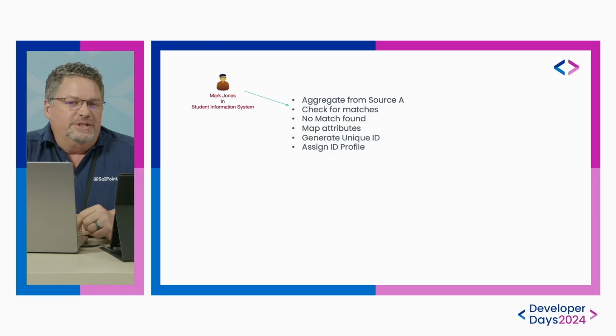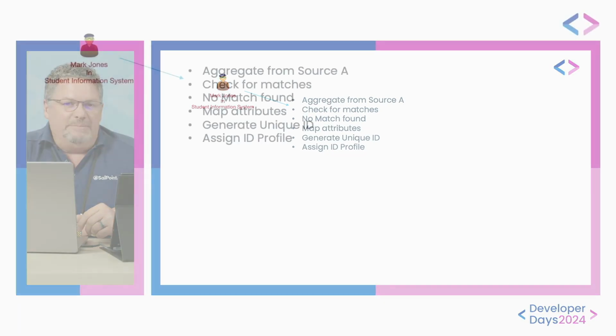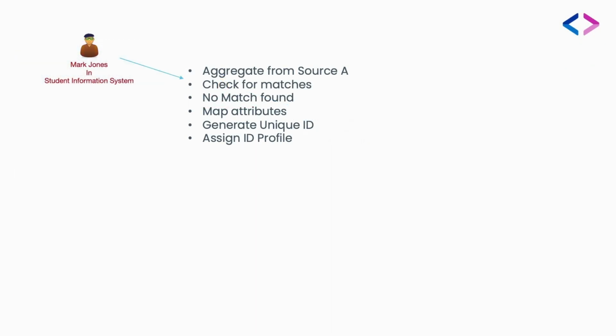We're all developers geeking out here this week. So this is kind of how it works in a pictorial example, and then I'll get in and show it from a real life example. So we've got Mark Jones here, who's coming in from a student information system example. And we bring him in and we aggregate from a source A. We check for matches, no matches found. This is kind of stepping through this. We map some attributes.